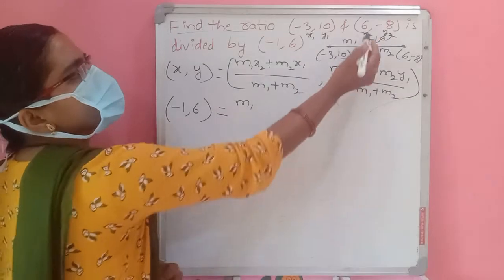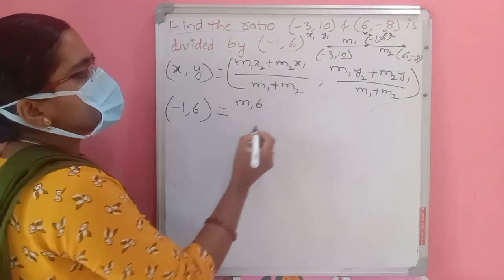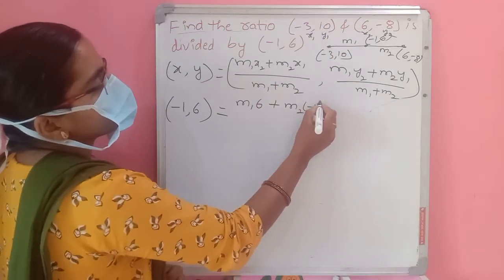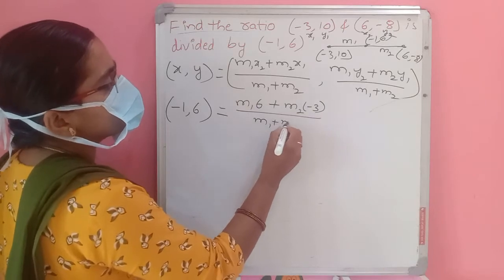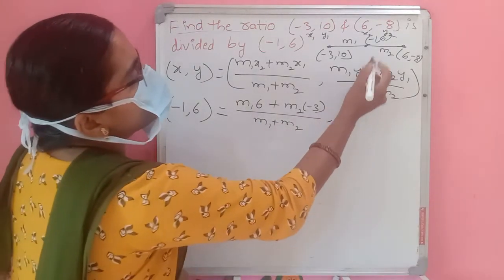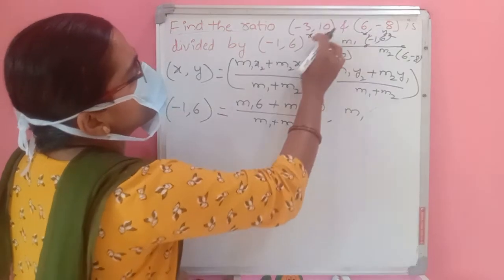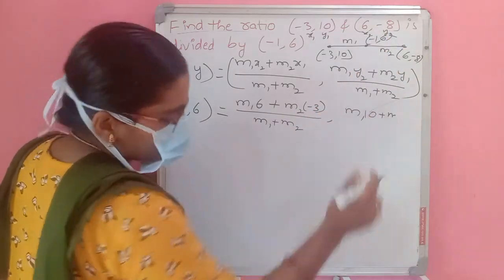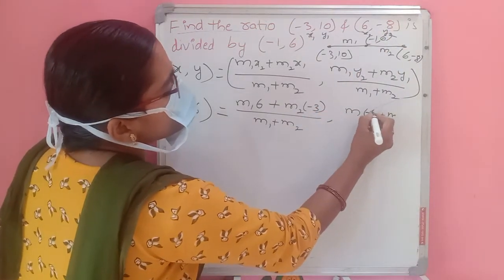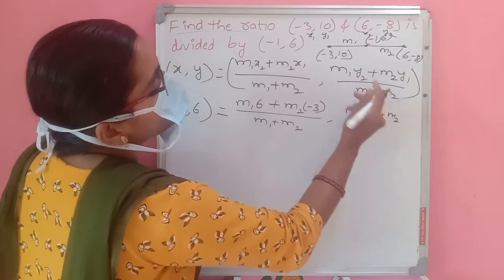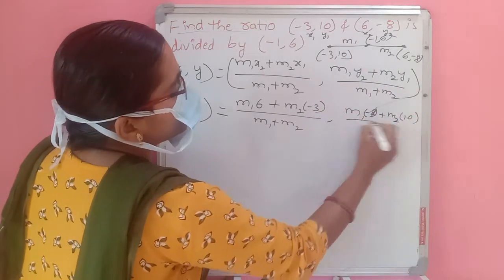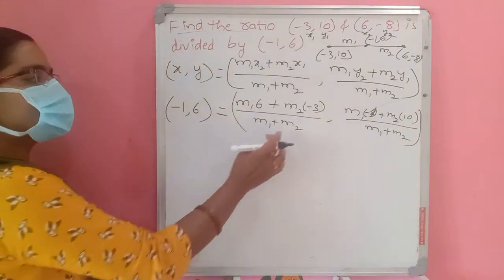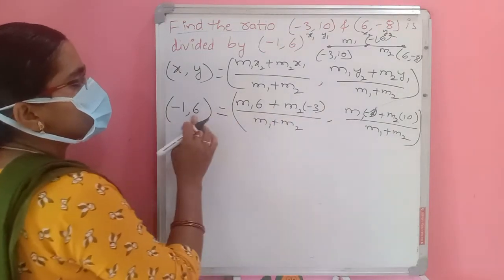So m1 x2 means m1 into 6, plus m2 and x1 is minus 3, by m1 plus m2, comma. Next m1 y2, y2 is minus 8, and m2 y1, y1 is 10, by m1 plus m2. So this is the x coordinate and this is the y coordinate.